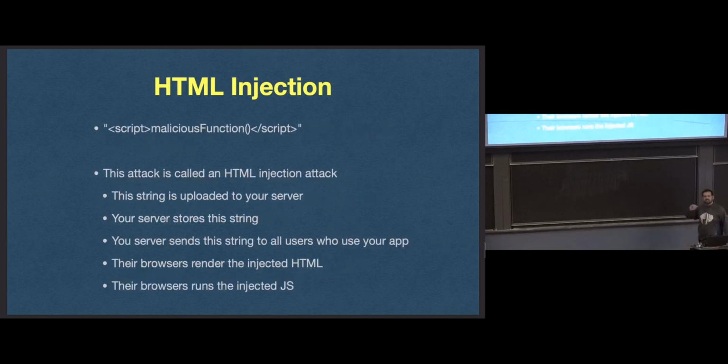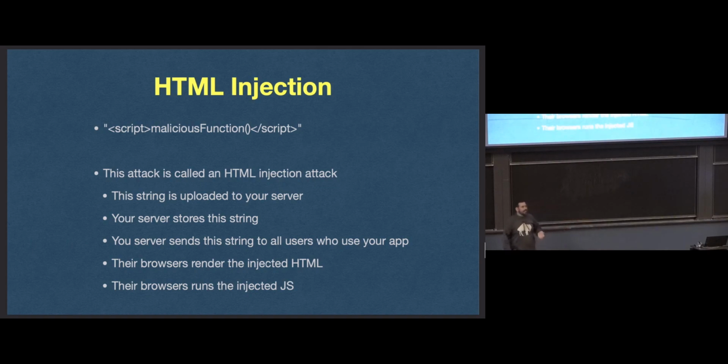So somebody submits this as a chat message. You take that chat message as a string. You jam it into your database. Any other user visits your page. You pull that string out of the database. You have your HTML template. You jam it into your HTML. And then you send that final HTML off to that user.